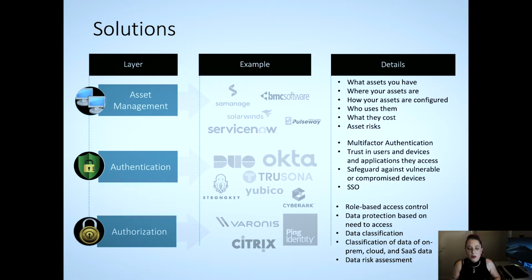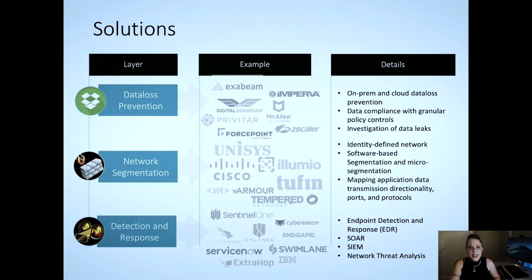They provide some great incident response forensics information in the case of a breach. Citrix, Ping Identity also plays in this space as well. On the data loss prevention side, we have Exabeam, we have Imperva, Digital Guardian.